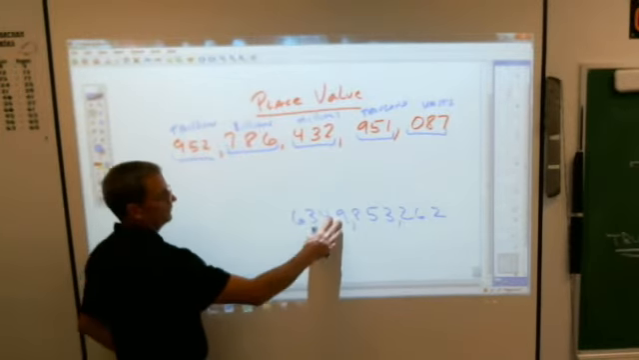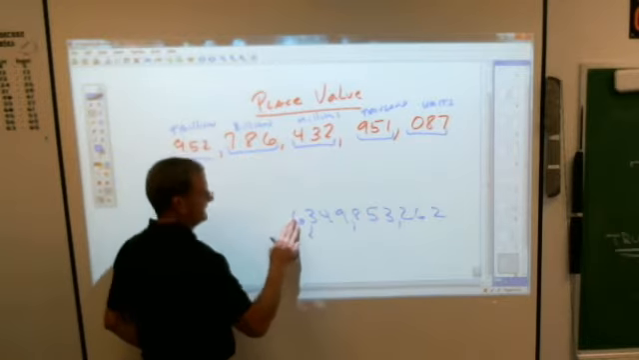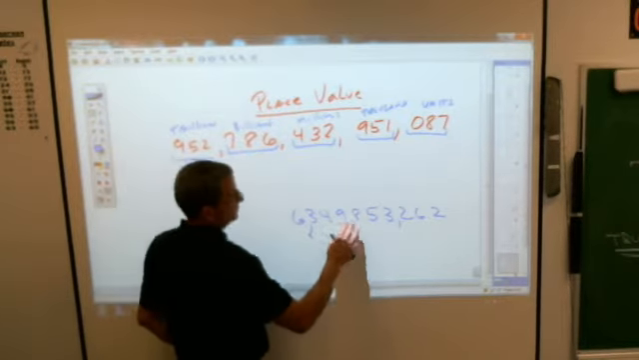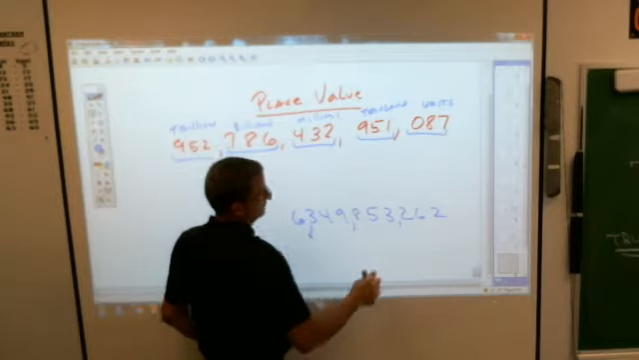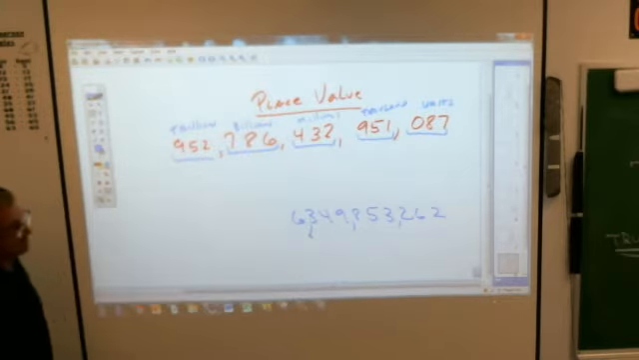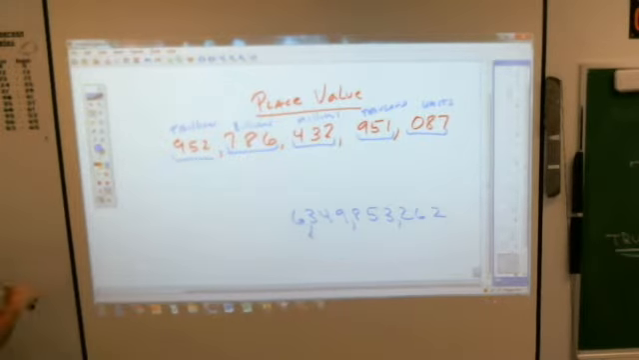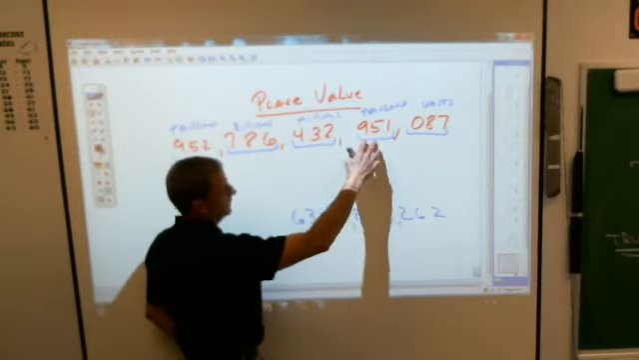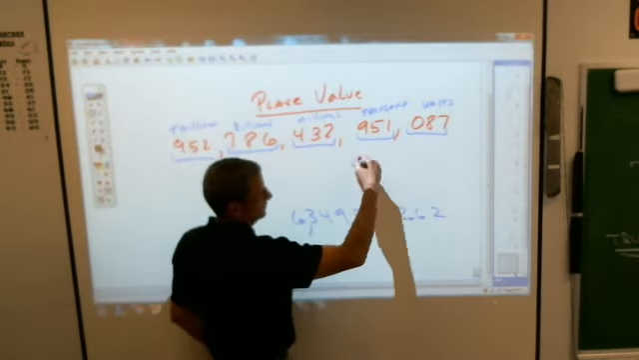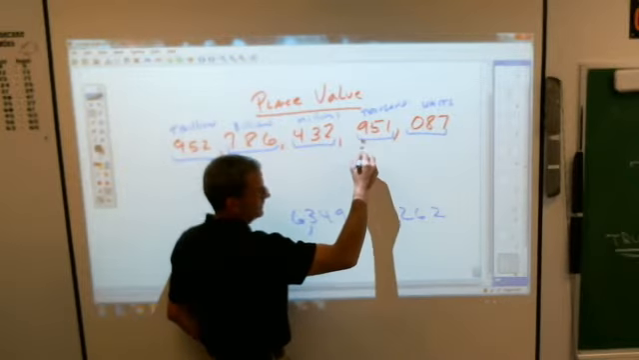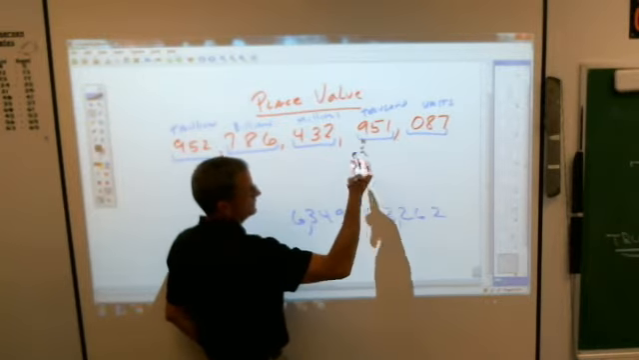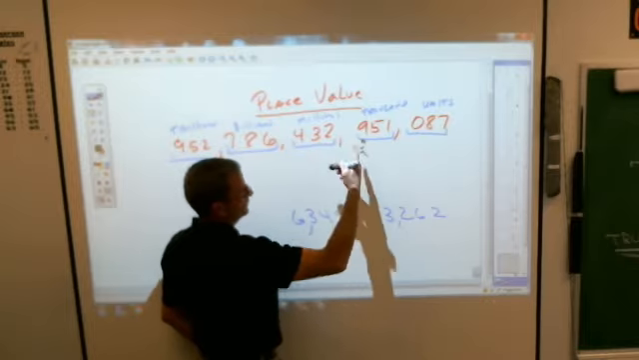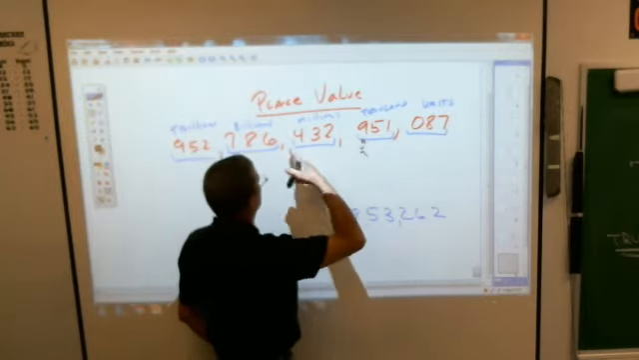It's 6,349,853,262. Without the commas, you kind of get lost in the shuffle of all that. And it's important to know that every one of these little groups, this is the hundreds, this is the tens, this is the ones. So 951 or 432. This is the billions, trillions.